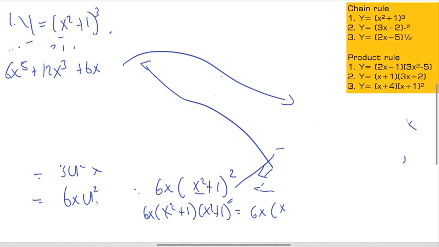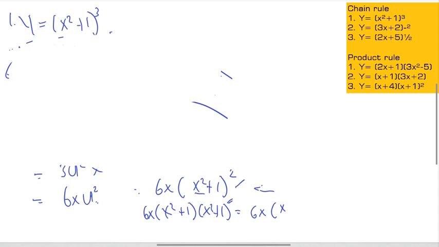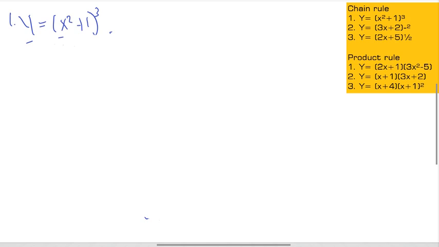So let's go to question 2. Question 2, I'm just going to be using chain rule directly. I'm not going to be using the stressful method of multiplying out, and this one even has a negative sign, which means it's going to be more difficult to use that method. So let's just use chain rule. So now using chain rule for this one, question 2, we have y equal to 3x plus 2 raised to the power of minus 2.